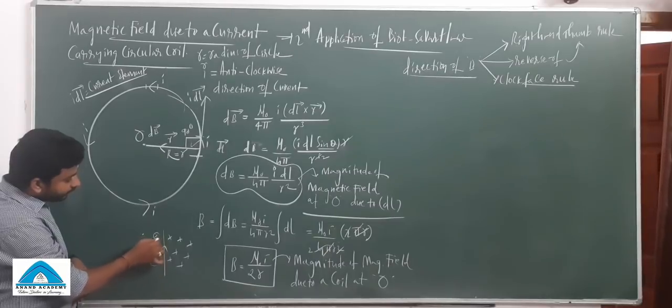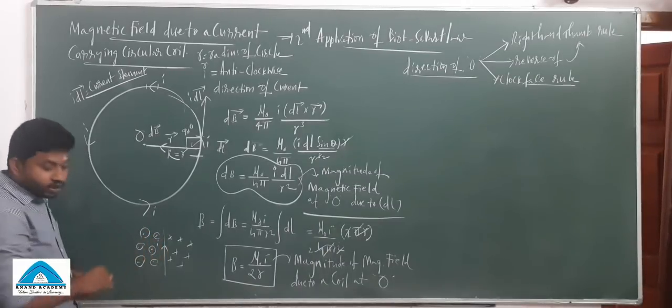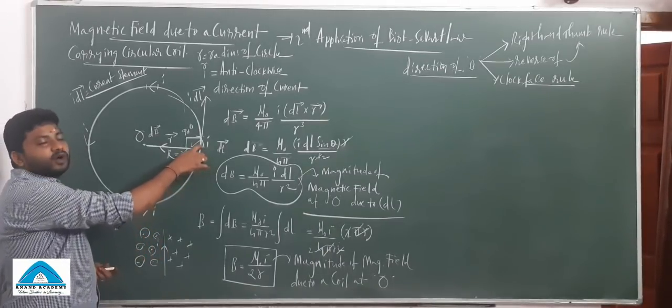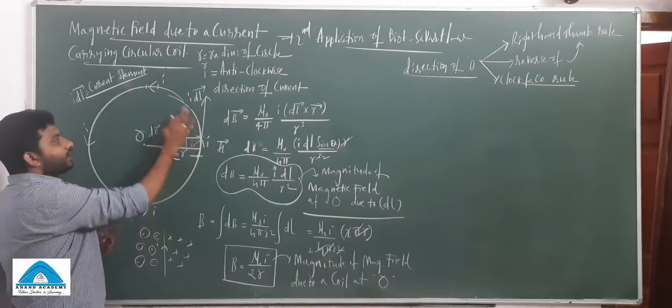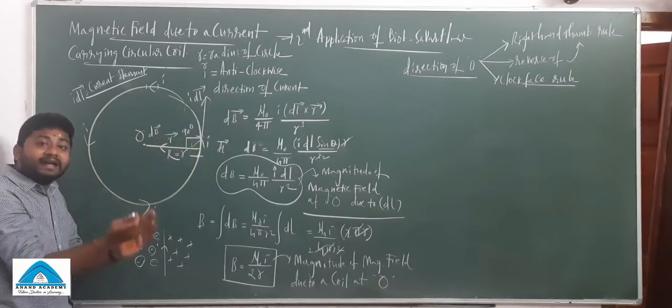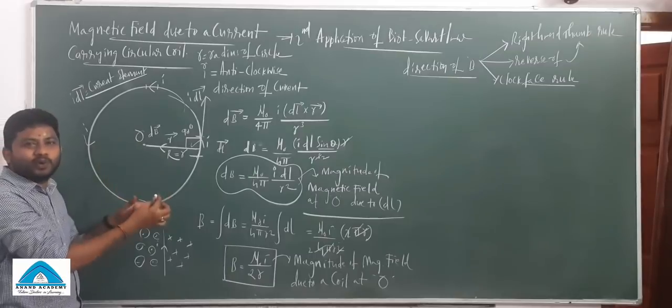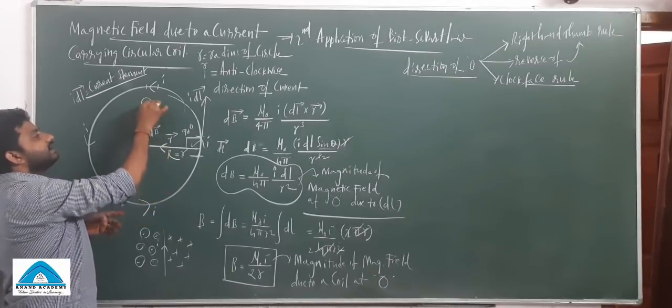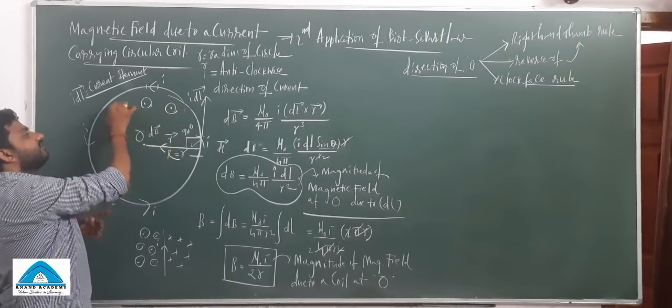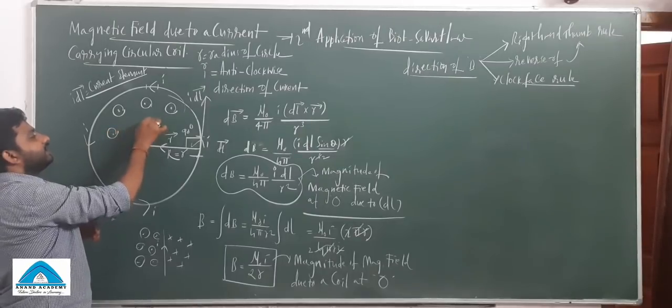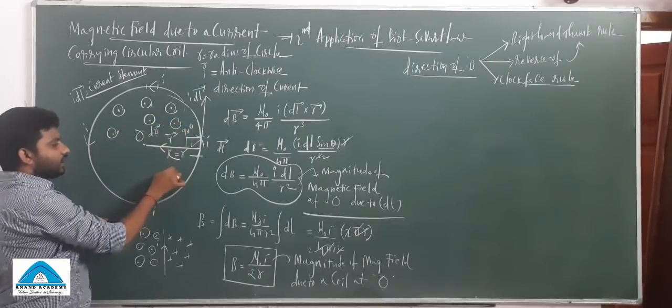Okay, clear? The same thing here. At this point, if you apply the right hand thumb rule, the magnetic field lines inside it, and at point O also, are out of the plane. Are you understanding? So the magnetic field lines are out of the plane, you can see here.